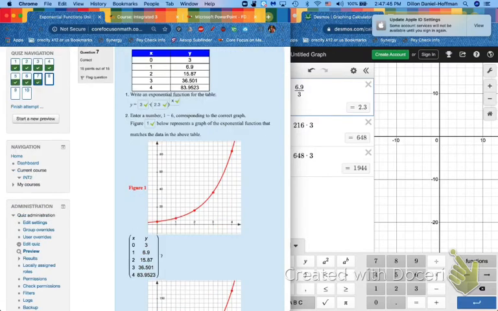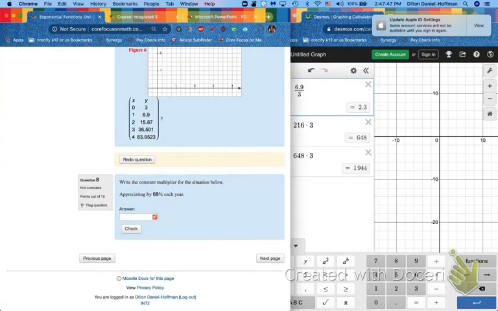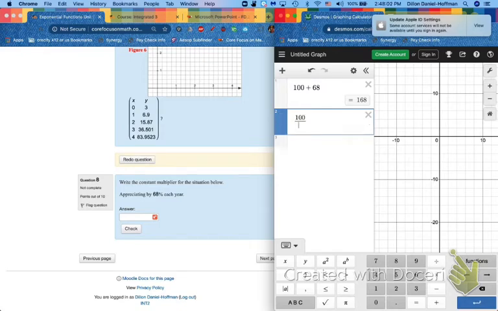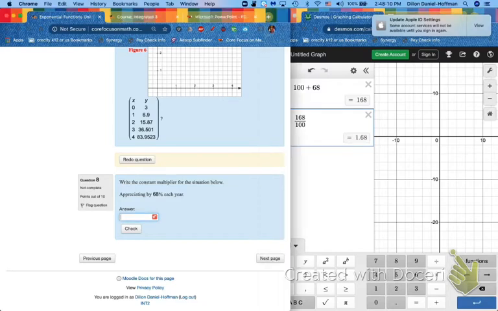Seven out of 10 done. Then we had a little growth and decay review here. Appreciating by 68 means we start with 100. Appreciating is positive. We all love it when people appreciate us. Then we divide by 100. Wow, I did that thing where I answered my own question. Okay, breathing. 168 divided by 100. There it is, 1.68.